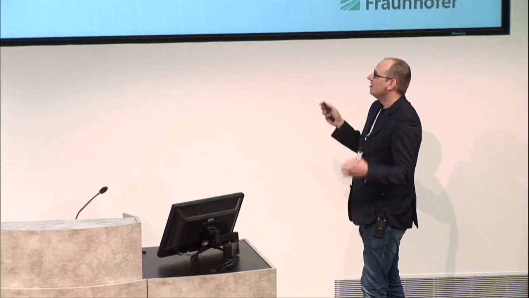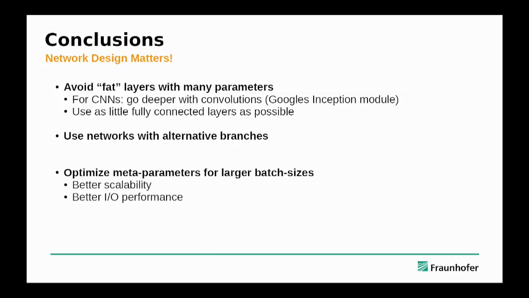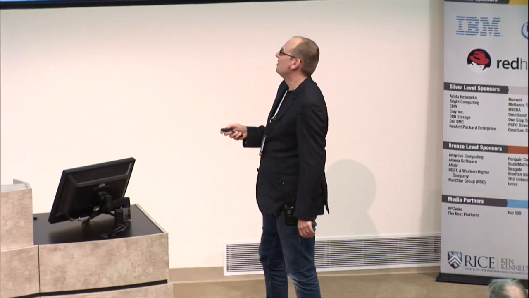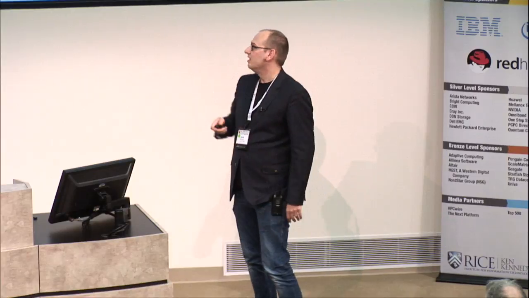And if you want to start now, what can you do? The best tip actually is start when you're designing your networks. Go deep. Avoid fat layers with many, many fully connected neurons. Maybe you can actually get rid of the fully connected layer at all. That's actually possible. Google has shown that with their Inception module. So it's kind of insane. Now you have a deep neural network without neurons, but it works better. Also use networks with different branches, which can be parallelized in an easier way.